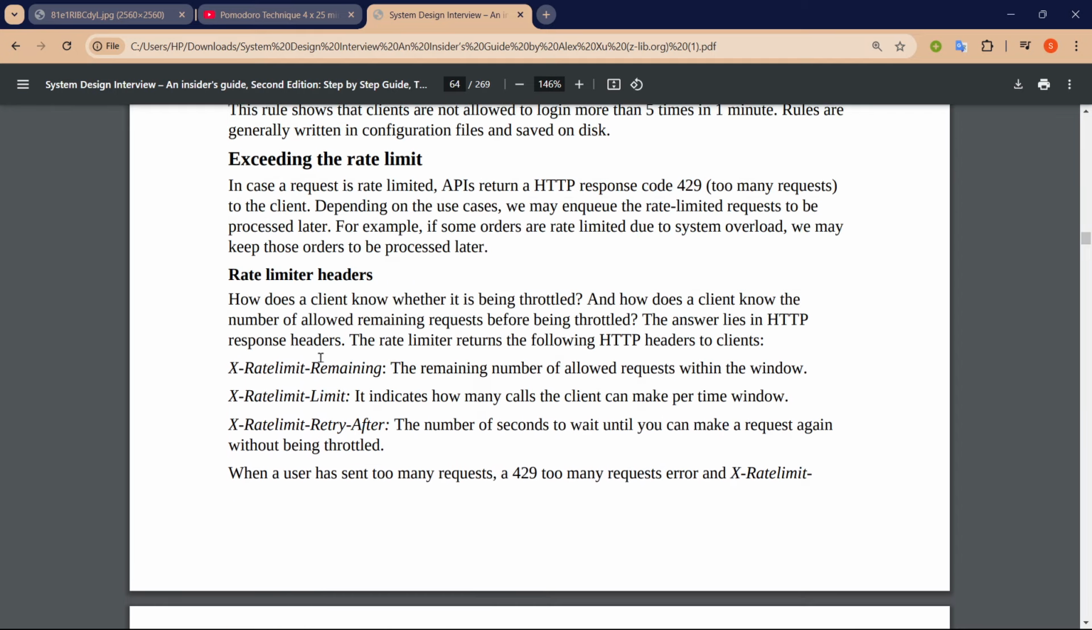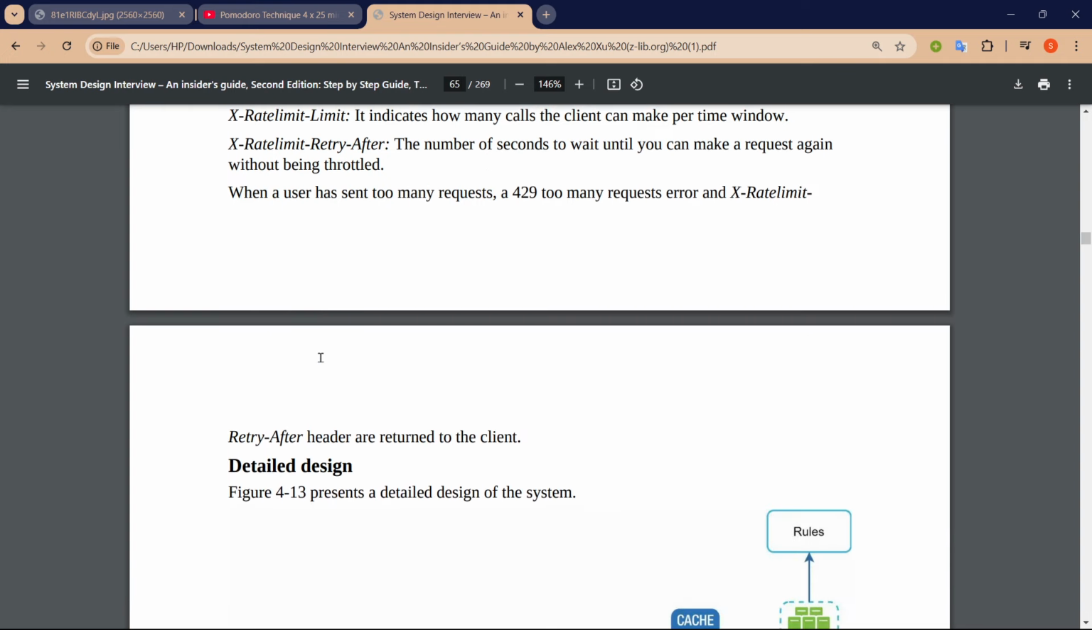3 terms हैं. X-Ratelimit-Limit है बेसिकली. X-Ratelimit-Remaining है बेसिकली amount of requests that are remaining for a particular user within the window. And X-Ratelimit-Limit है, it indicates how many calls a client can make per window. And X-Ratelimit-Retry-After: the number of seconds a client has to wait before they can make a request again without being throttled. ठीक है. 429 return होता है.